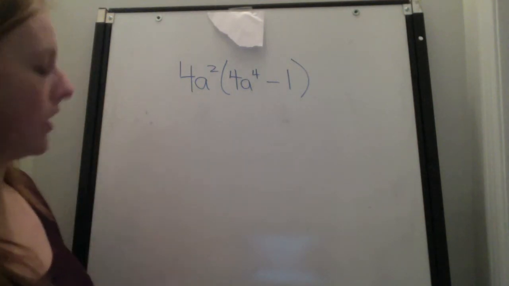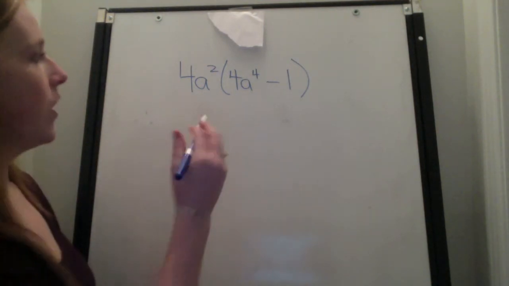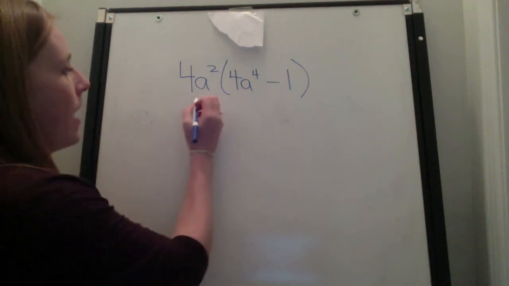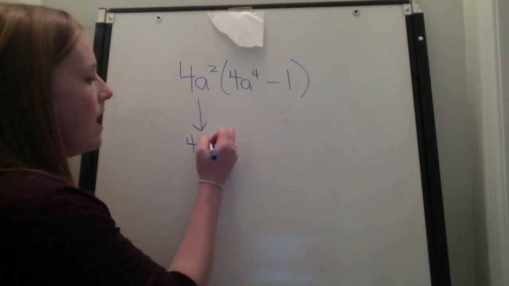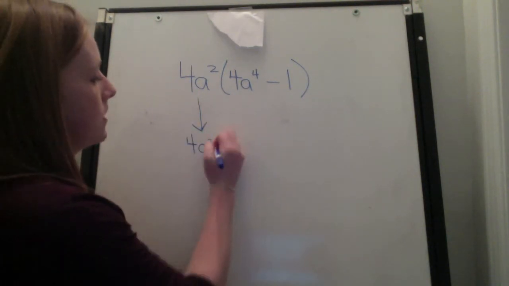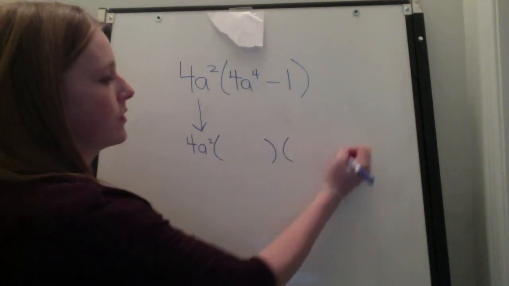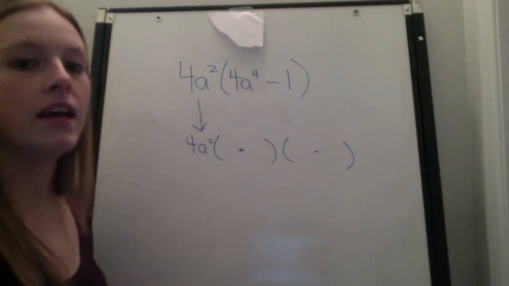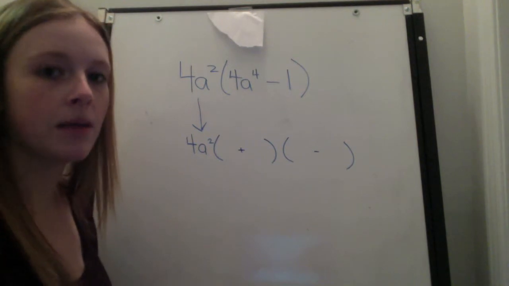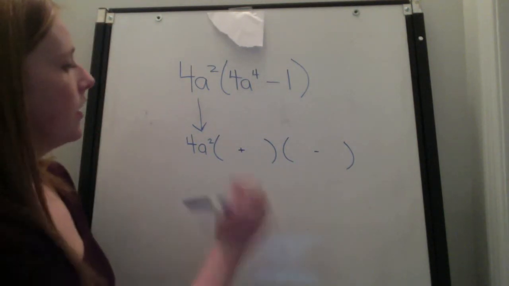So let's start. We know we are going to drag the 4a squared down to our answer. And then again, we will also still have two binomials. One with a plus and one with a minus. Does this look familiar from our last examples? It does. So let's see.